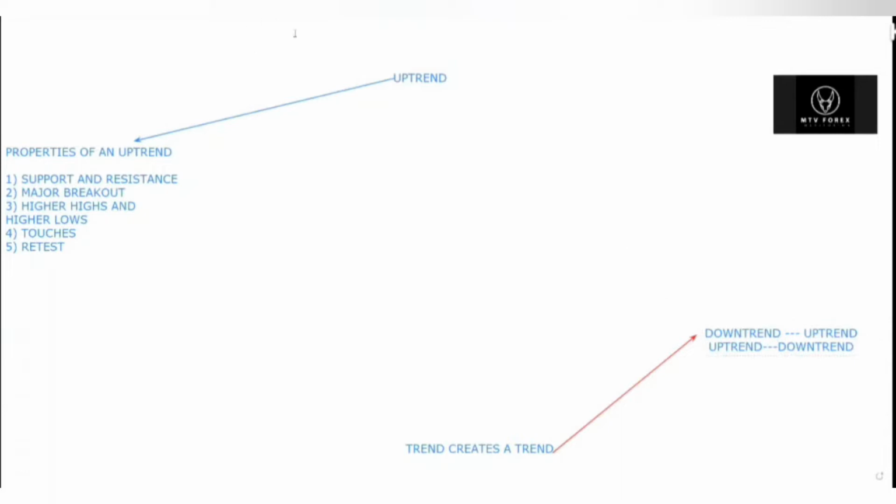So yeah, a quick recap. What I was telling you guys is that we have three different types of trend. We have an uptrend, downtrend, and horizontal trend. Those trends have their own properties. So now we're dealing with our uptrend. An uptrend has support and resistance, has a major breakout, has higher highs and higher lows, has touches, and then has retests. You understand? Then I told you guys that a trend creates a trend. An uptrend creates a downtrend, and a downtrend creates an uptrend. That's how simple it is.